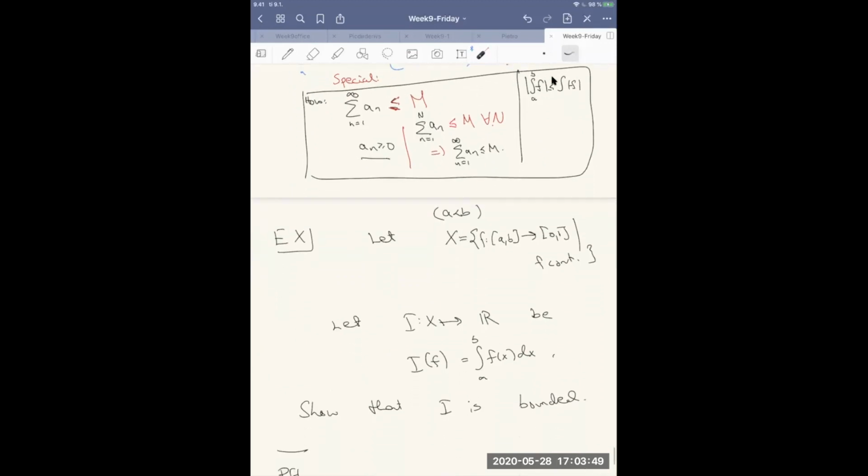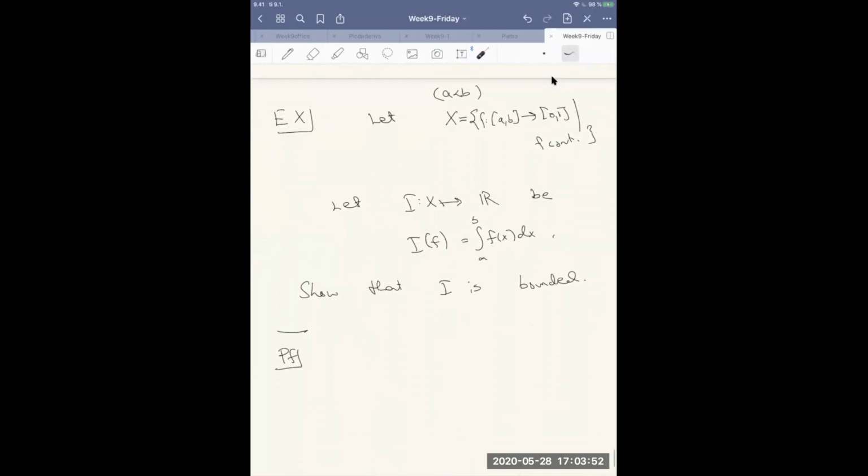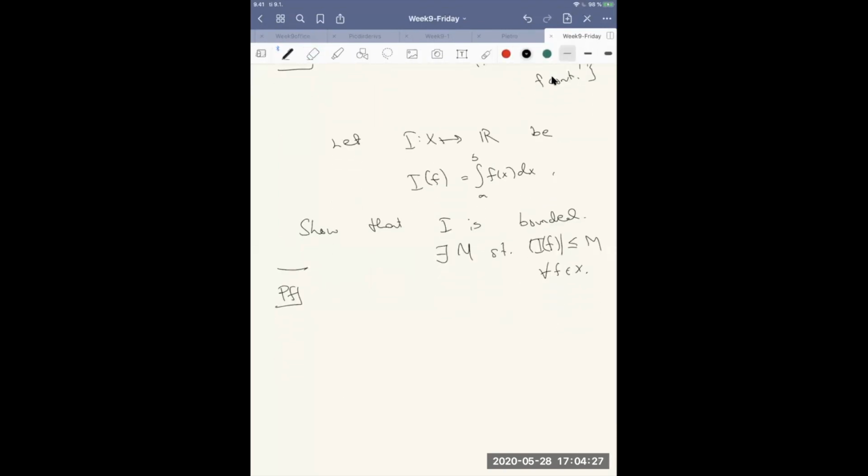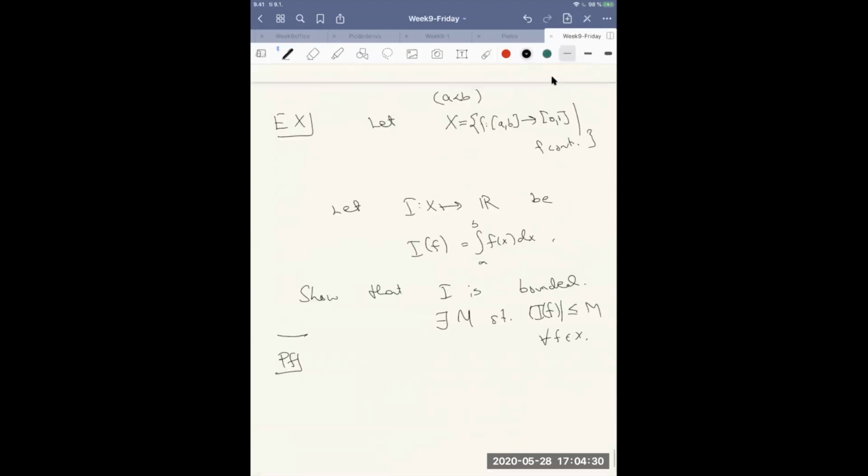So I want to give a few examples of this principle. Suppose I have a space of functions f from [a, b] to [0, 1] that are continuous. I define the integration function I that integrates f, and b is bigger than a, so we have a positive integral here. I want to show that this function is bounded. That means that there exists an M such that I(f) is less than or equal to M for all f in the space. Well, how do we prove this? The thing is, we have to estimate.